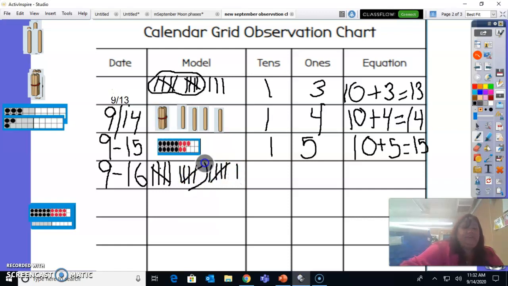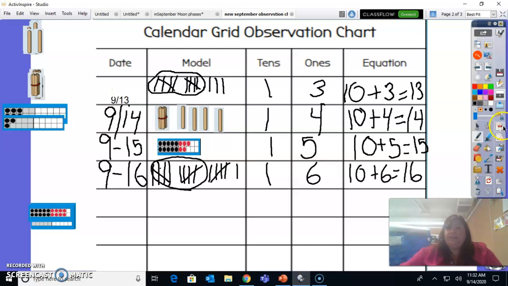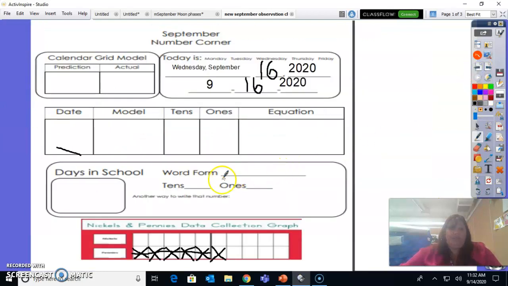So now I'm going to circle this because I do know that that is a group of 10. And something that we're working on is groups of 10s and some more. So I do have 1 ten. And then how many left over do I have? 16. So then my equation is 10 plus 6 equals 16. Great job, friends. Let's go back. And I hope you filled that out.